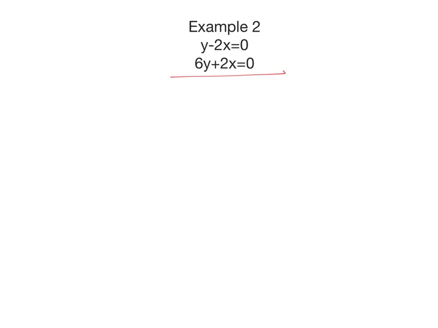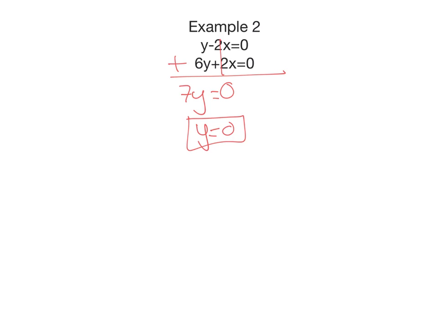So we're going to add these two. 6y plus y is 7y. Negative 2x plus 2x is 0, they cancel out. 0 plus 0 is 0. Okay, 7 times what will give me 0? So what does y equal?